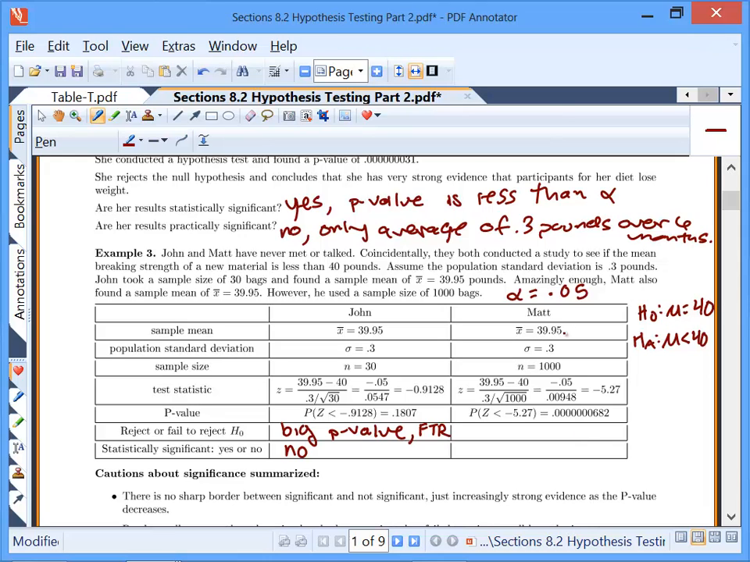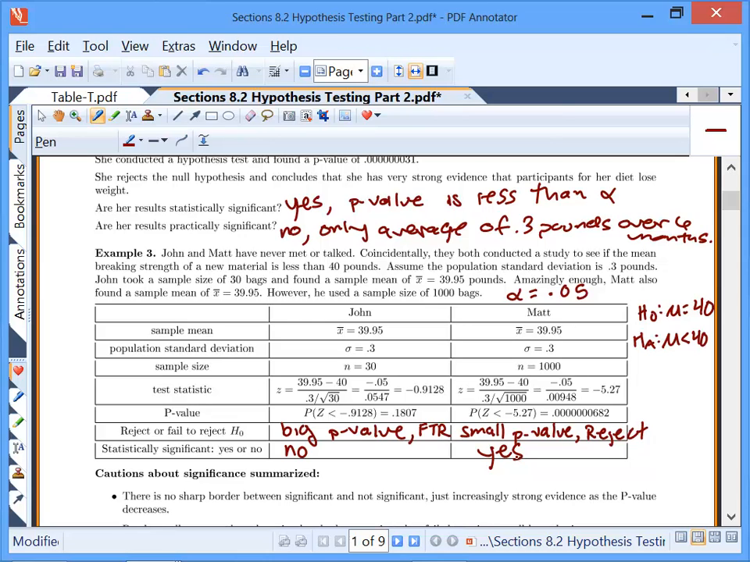Now Matt, because he had n equals 1,000, he got a test statistic really far out on the tail, and his p-value is really, really, really small. So this is a small p-value, and he will reject it. So his results are statistically significant. So what happened here? All we did was change the sample size.